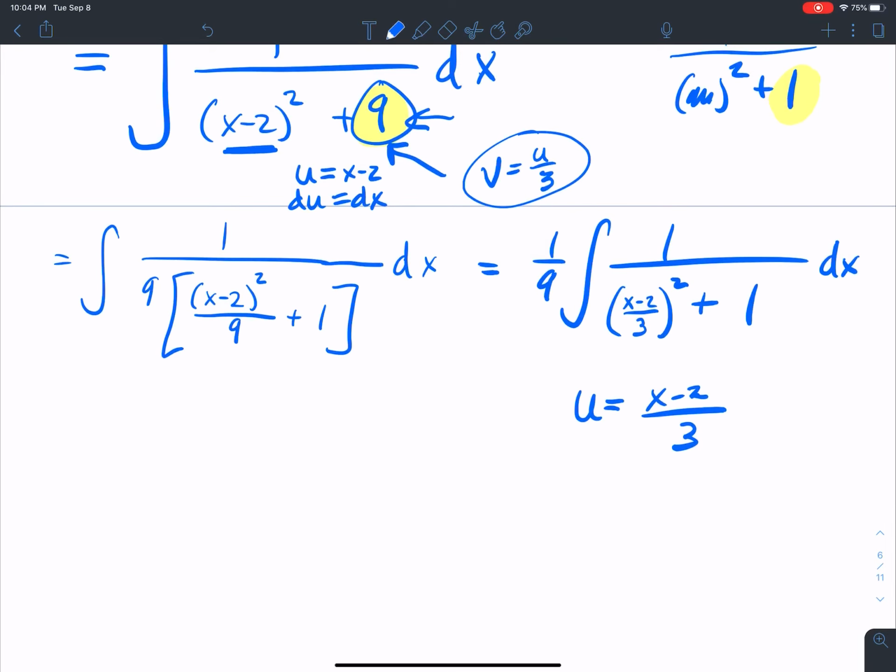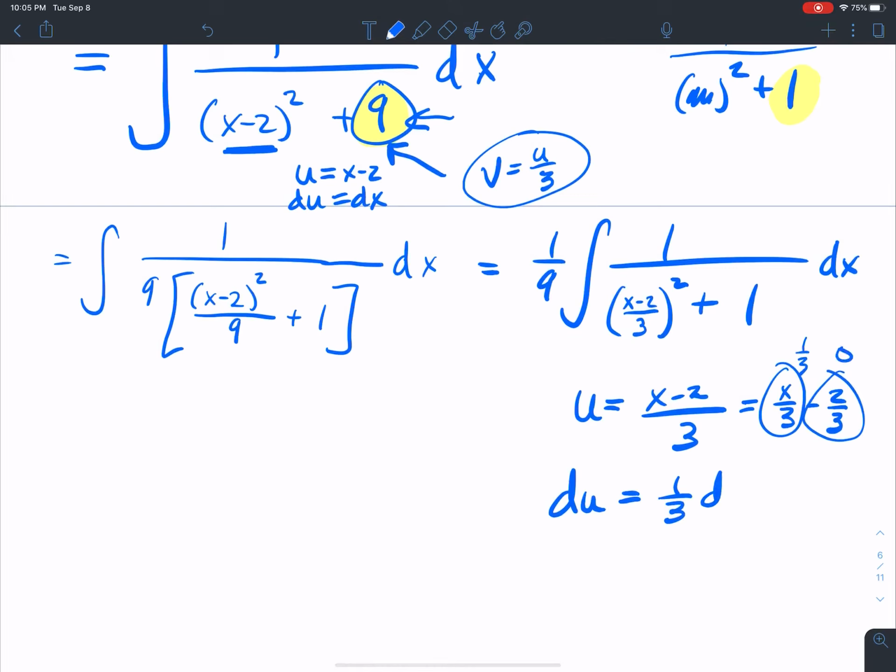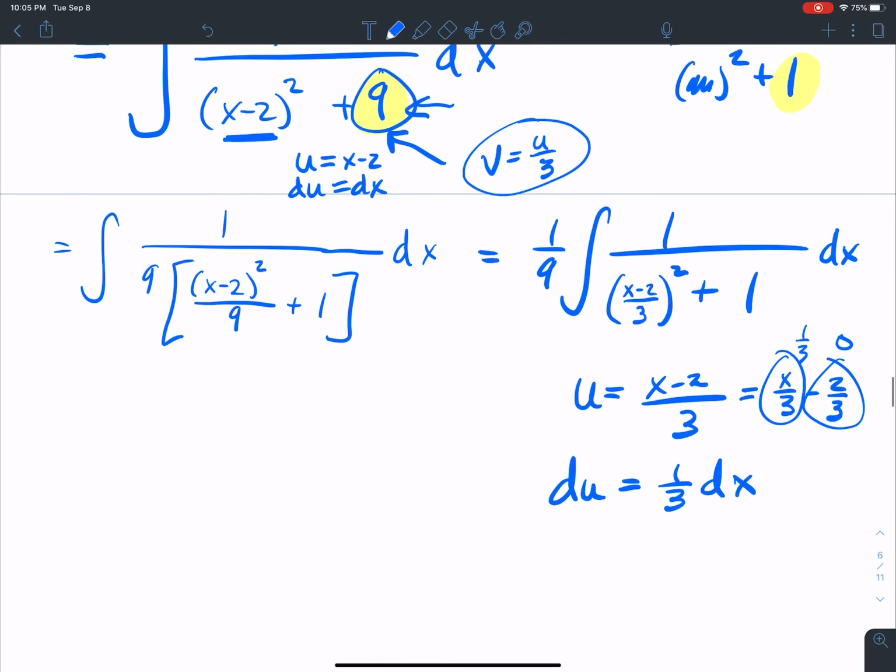Okay, so if I take the derivative here, well, what does that equal? That's equal to x over 3 minus 2 over 3, right? So du is equal to, what's the derivative of this? That's 1/3. And the derivative of this is 0. So 0 plus 1/3 is 1/3. So 1/3 dx. So if I multiply through by 3, the 3's cancel here. So dx equals 3 du.